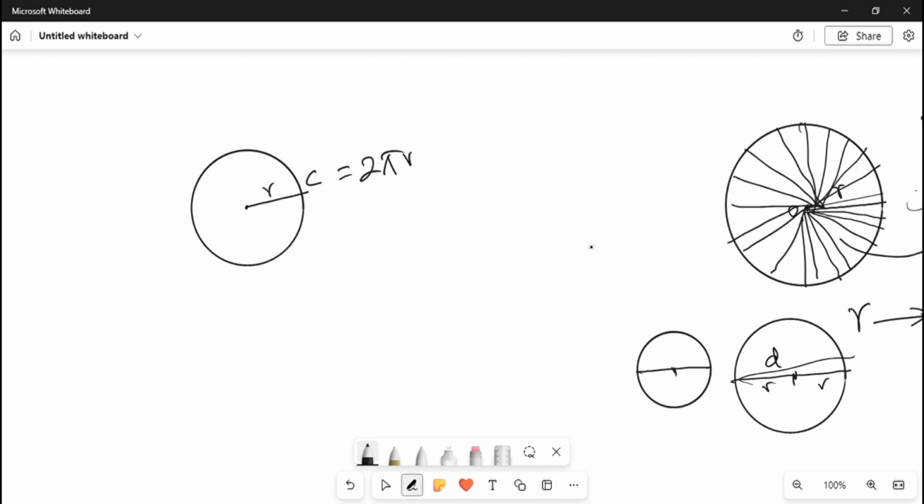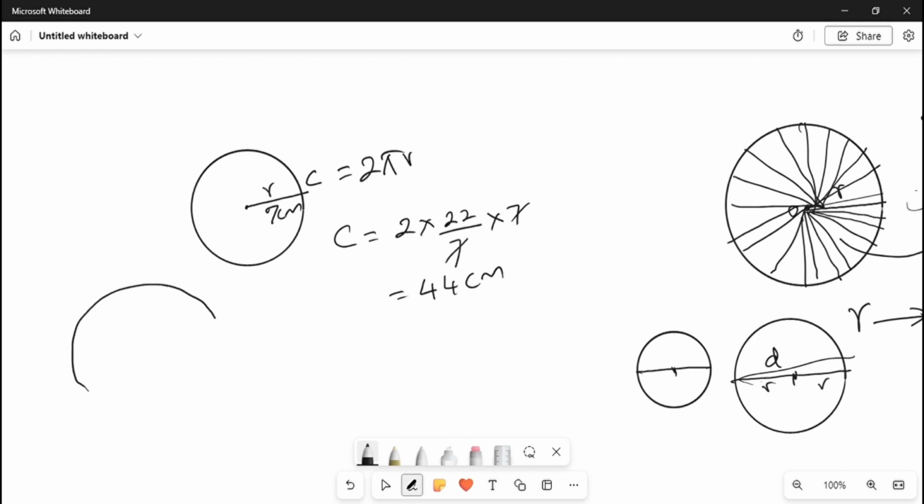The radius is 7 centimeter. Circumference equals 2 into 22 upon 7 into 7. This you can cut like that. 44 centimeter for a circle. I give you another example, a bigger circle.